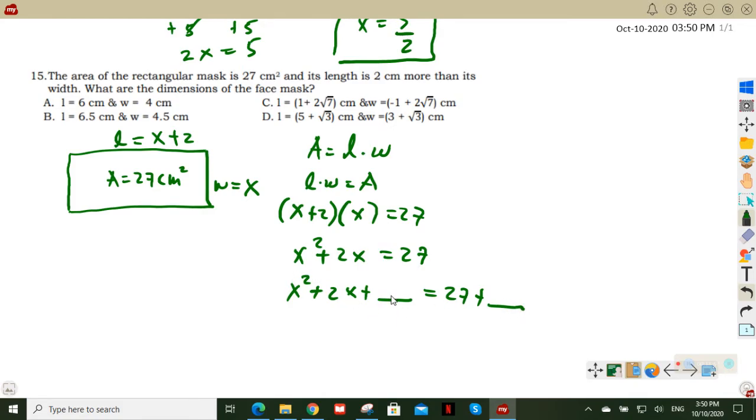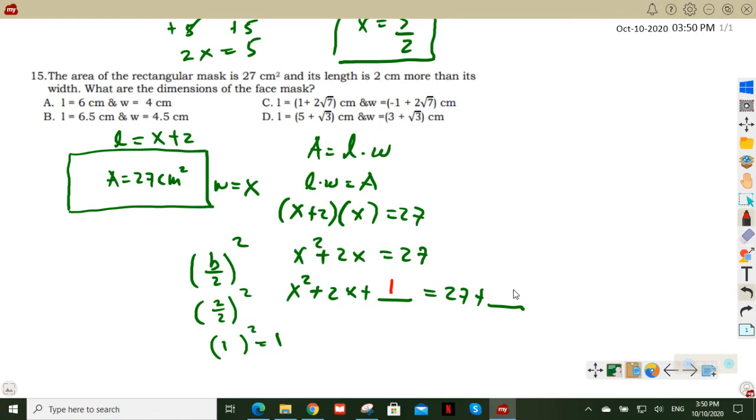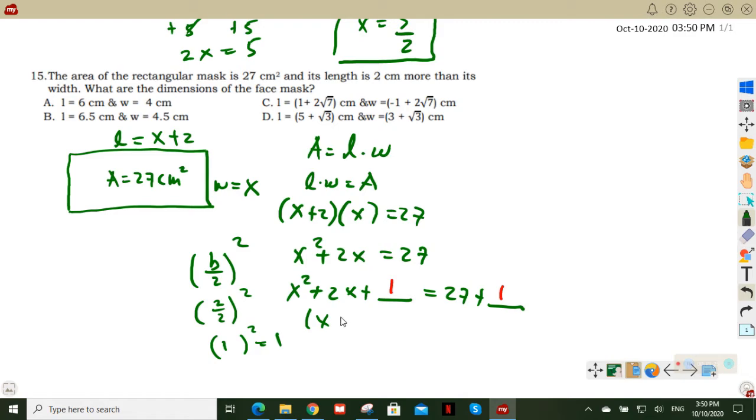So what's the number that we have to write in the blank? That is b over 2 squared. My b here is 2, so 2 over 2 squared. 2 over 2 is 1, squared, so that should be 1. So this is plus 1 on both sides. Okay, so this is now a perfect square trinomial. So this is x plus 1 squared is equal to 28.